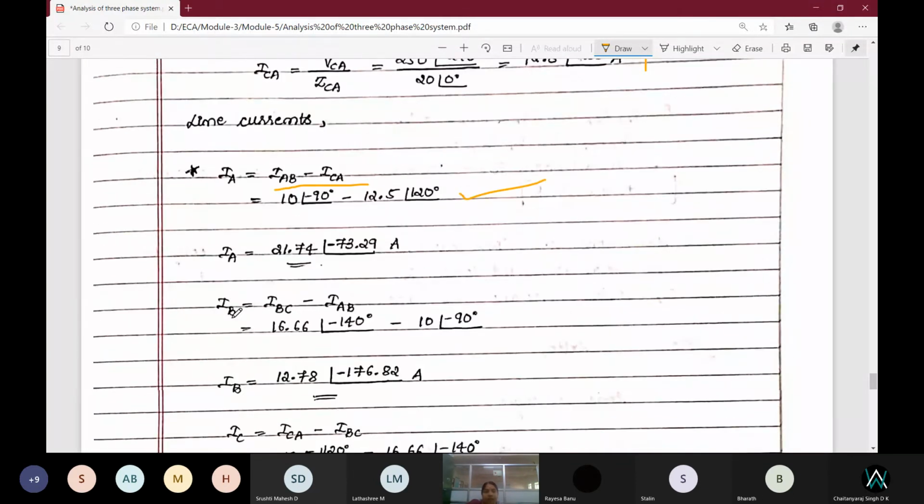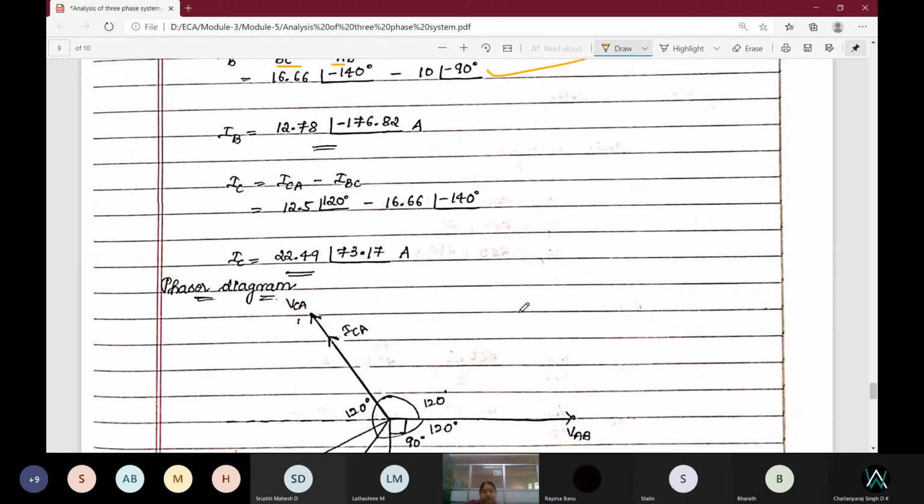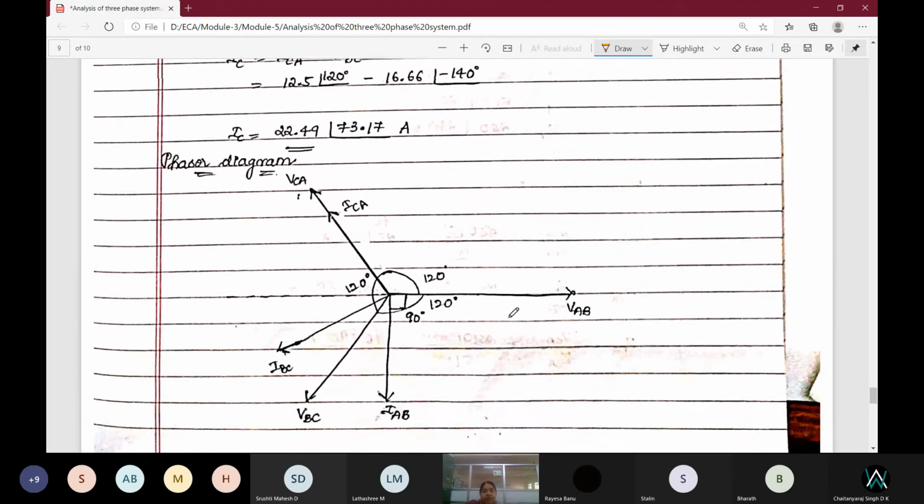Okay. Next, if you want IB, it should start from B. After B, next is C. BC. After C, next is A. BC, AB. In that sequence only you have to go. Okay. Next, IC. Both we have to find separately here. Line currents and phase currents should be found separately because they differ in delta connection. And in phasor diagram, you have to draw phase voltage and phase current. You should not use line currents. You have to draw phase voltage and phase current.